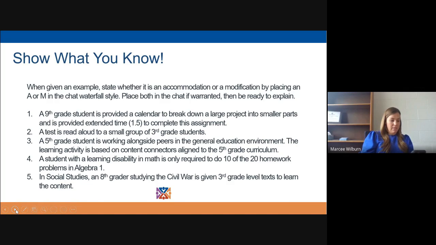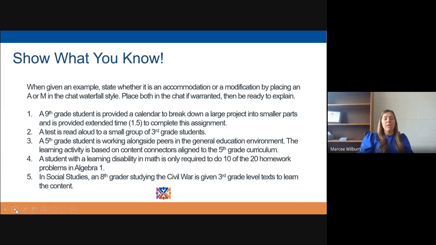Okay. So Samantha has her answer in here. Most everyone's saying modification. Samantha said both. You aren't changing the content itself, but you are modifying the way the content is being presented.